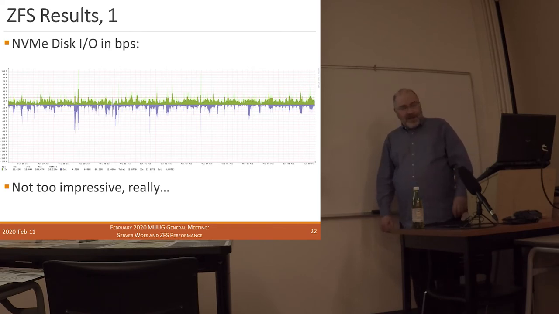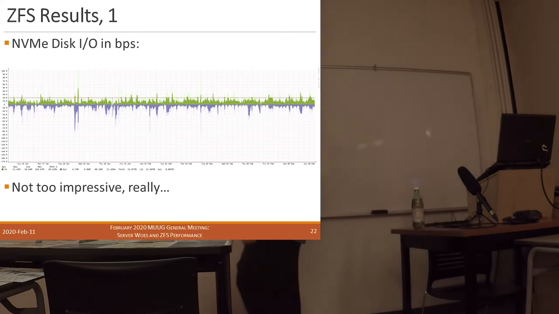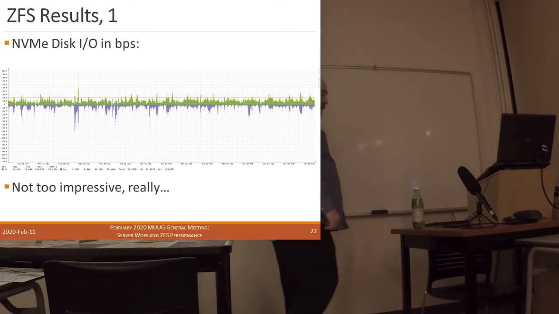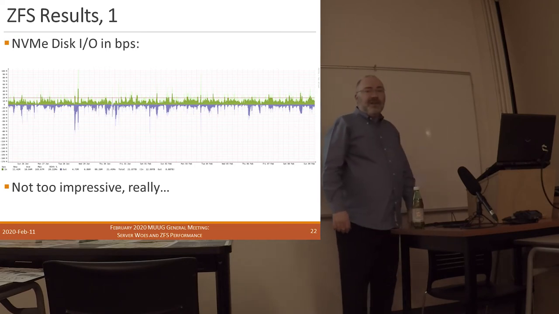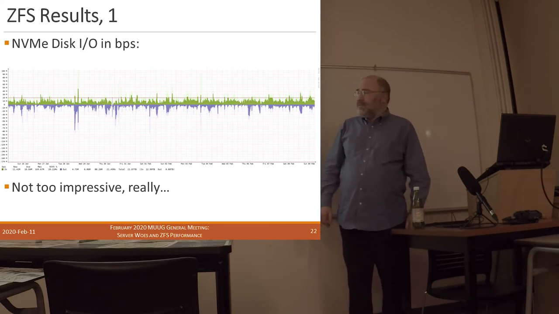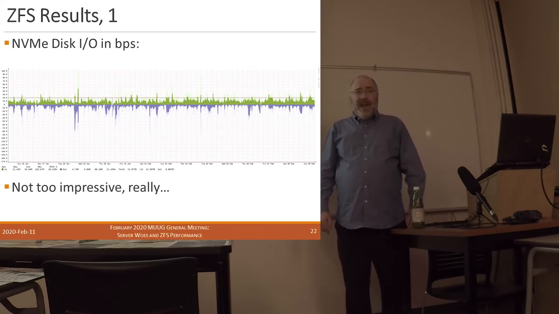Now, in bits per second... That is very, very small print. This spike right there, that's reading, is about 80 something megabytes per second. And that actually does correlate with an 800 megabit-ish spike on the Ethernet side. Well, 80 megabytes per second isn't bad, but NVMe is supposed to be this shit hot technology, man. Like, where's my speed?